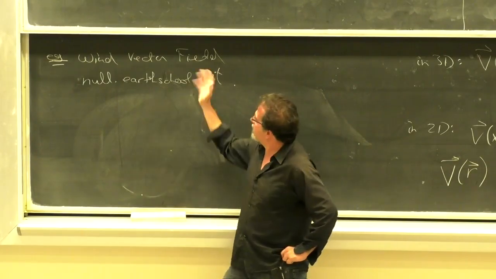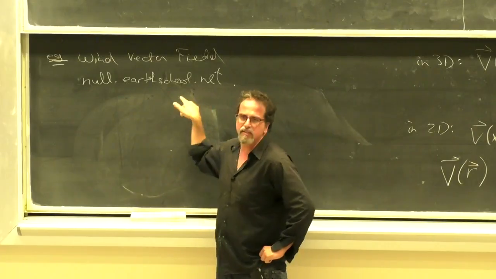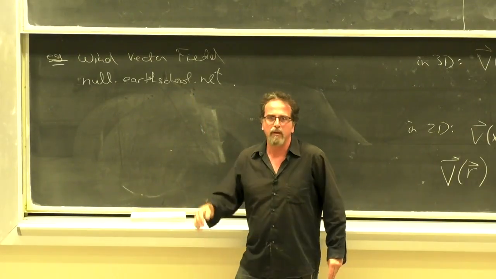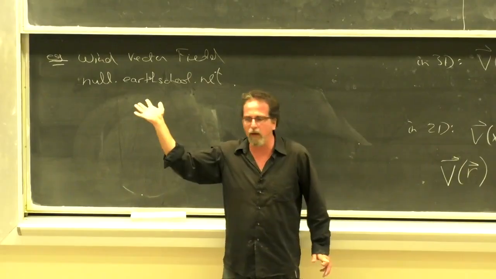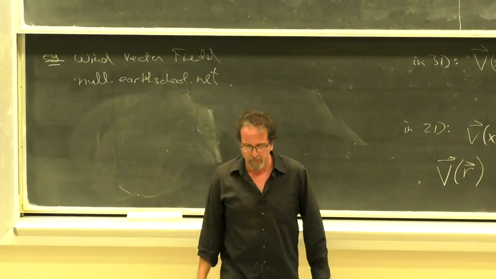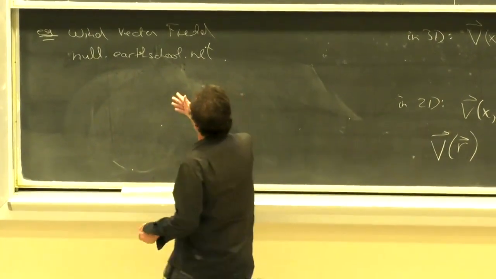Where else? Okay, so that null.earthschool.net, I think, it's just one that I stumbled upon. Wind on the Earth right now. Google that or whatever that is. What else? That's a wind vector field.